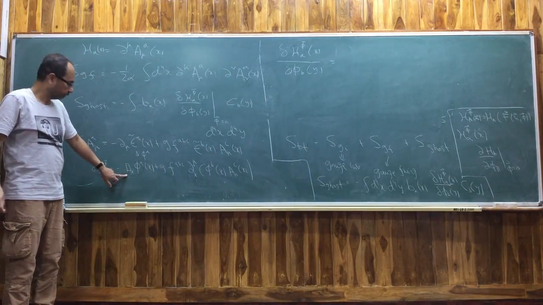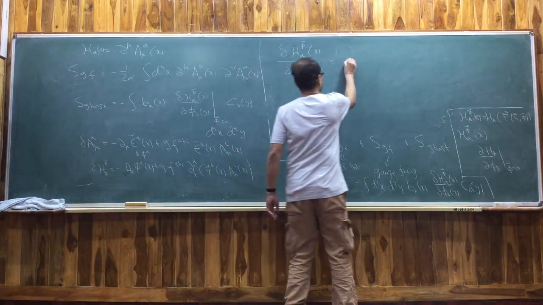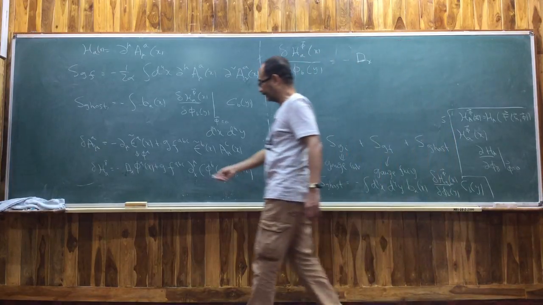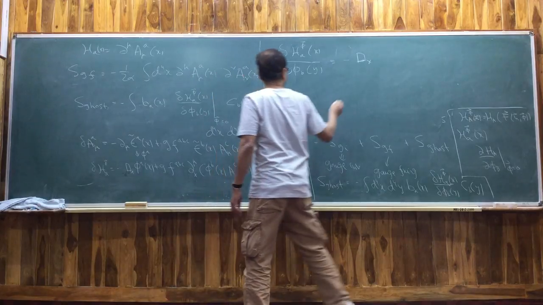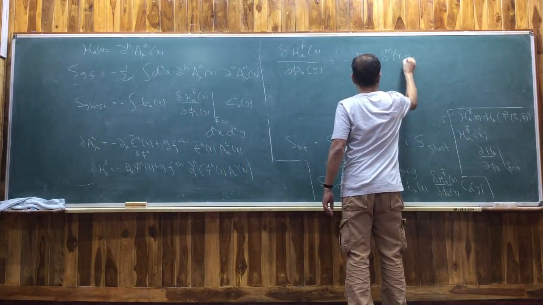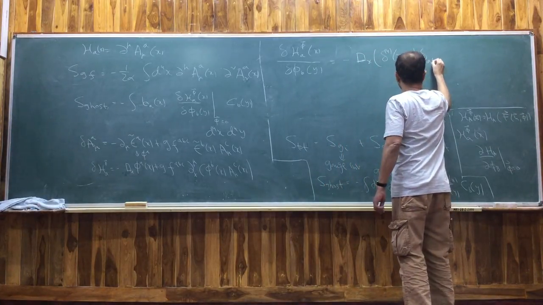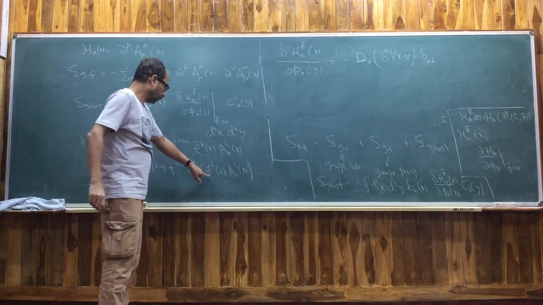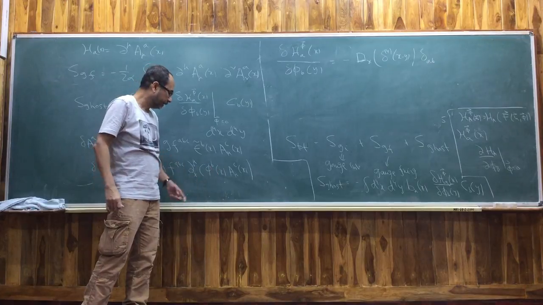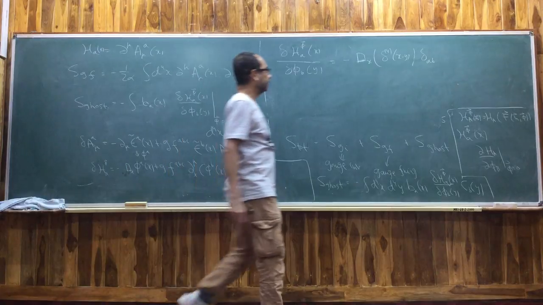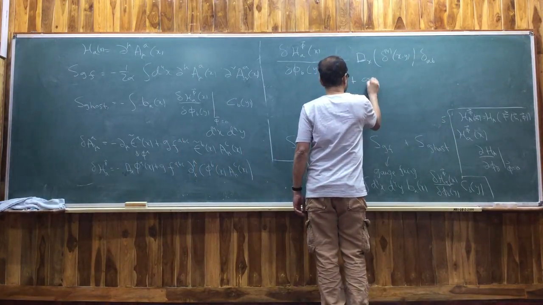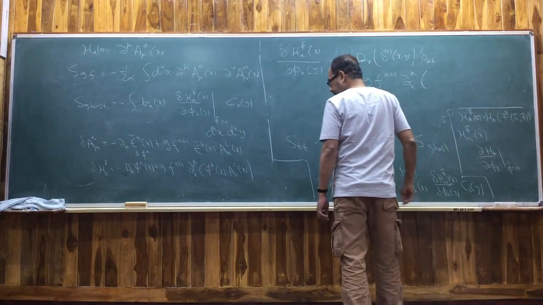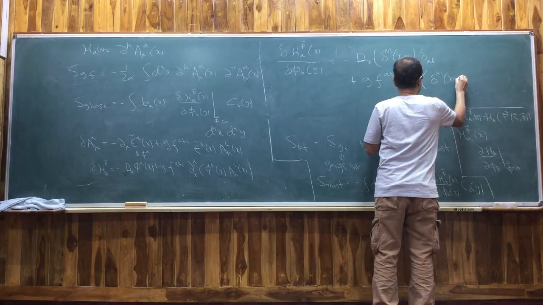The first term gives you minus box X delta 4 of X minus Y, because we are taking the functional derivative of phi X with respect to phi Y. So delta 4 of X minus Y and then delta A B. The second term, again, when you differentiate phi B, it will be removed, and again there will be delta 4 of X minus Y. So plus g f a b c del X mu of delta 4 X minus Y.